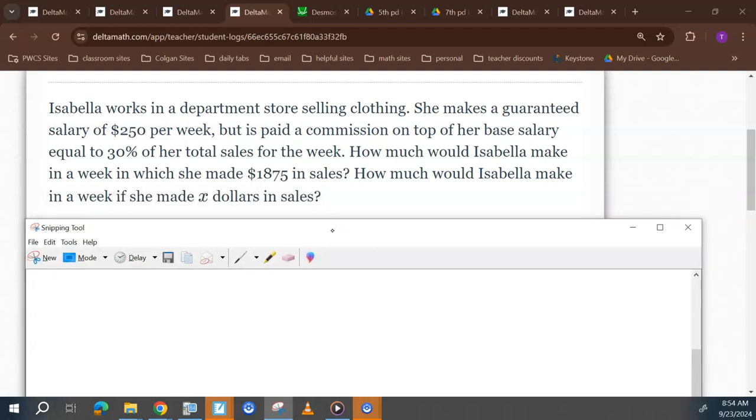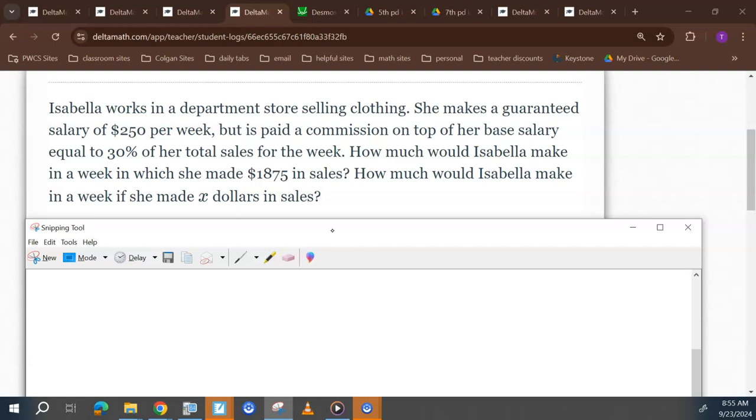So in this example, Isabella works in a department store selling clothing. She makes a guaranteed salary of $250 per week, but it's a paid commission on top of her base salary equal to 30% of her total sales for the week. How much would Isabella make in a week in which she made $1,875 in sales? How much would she make in a week if she made X dollars in sales?